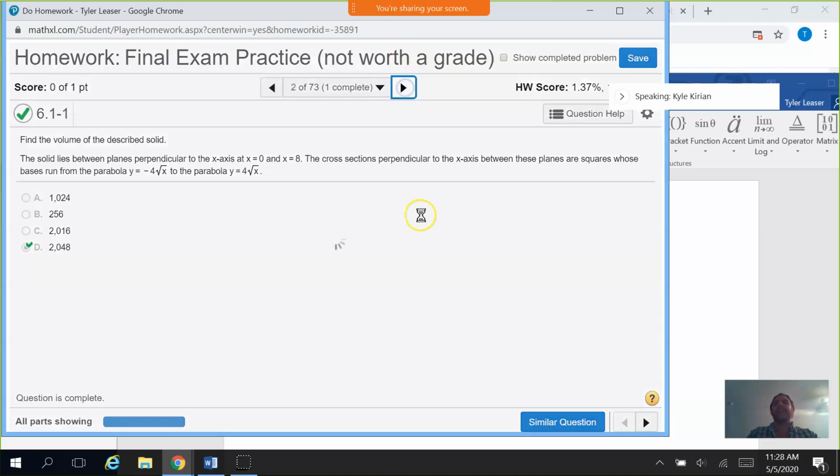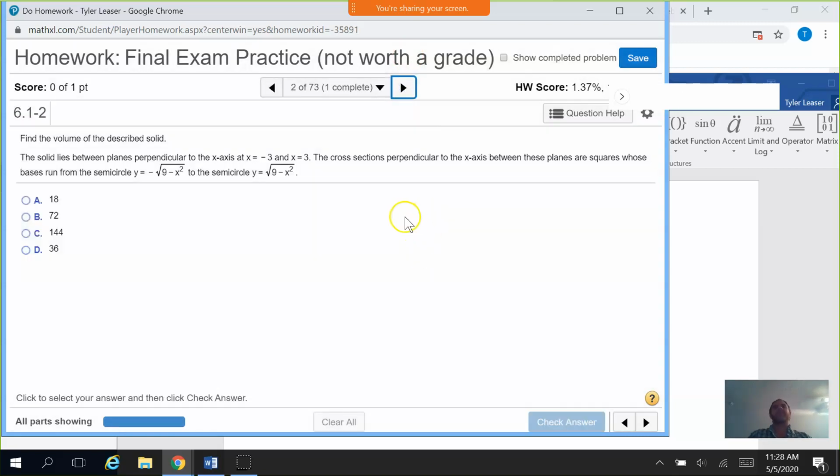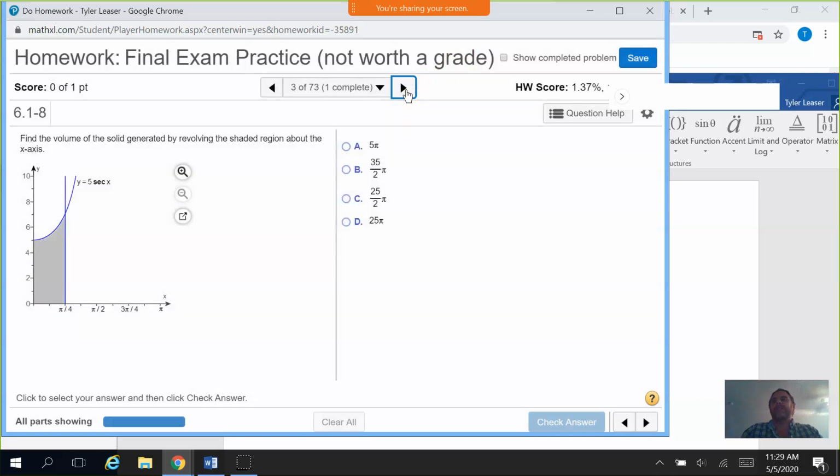Great, moving on. So I think the next couple of questions are very similar. Sometimes they are going to get a little bit more difficult. This one looks the same because, again, we have squares whose bases run from the semicircle. So that one's not too bad. All right, now we're into revolving stuff. So let's look at this one.